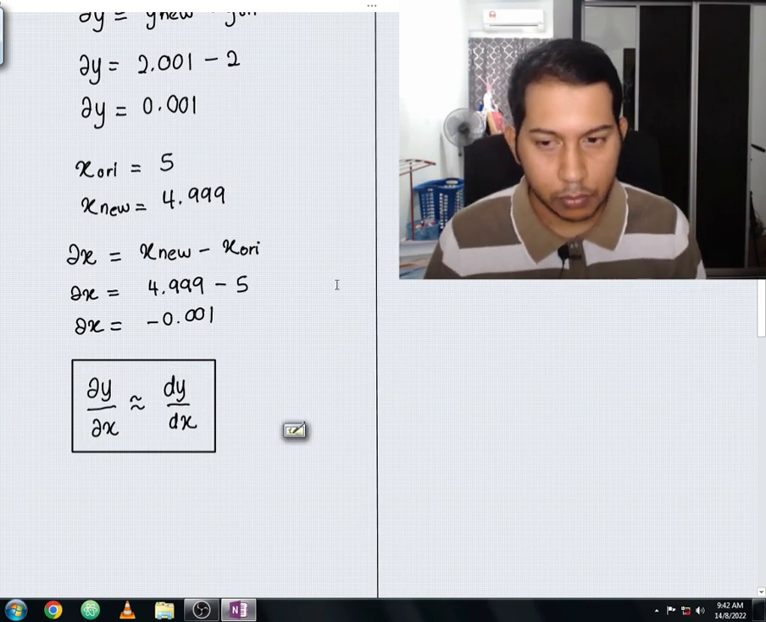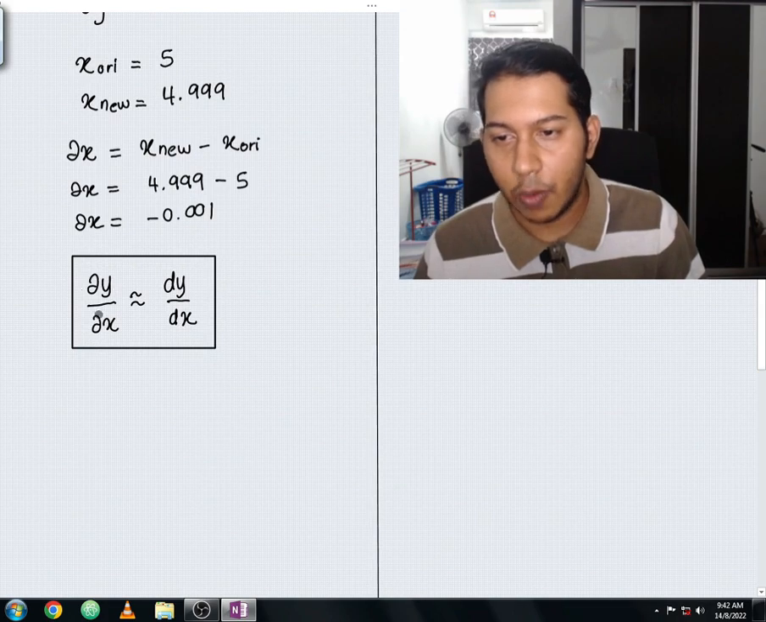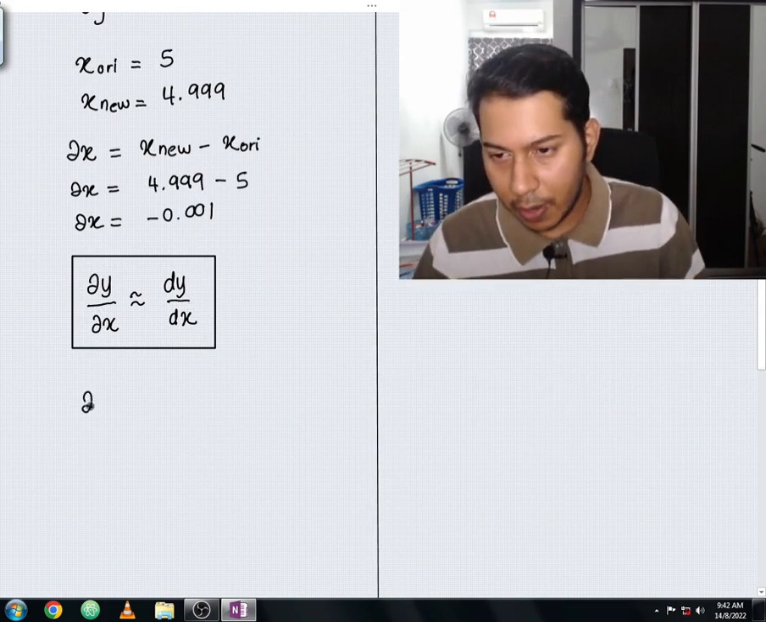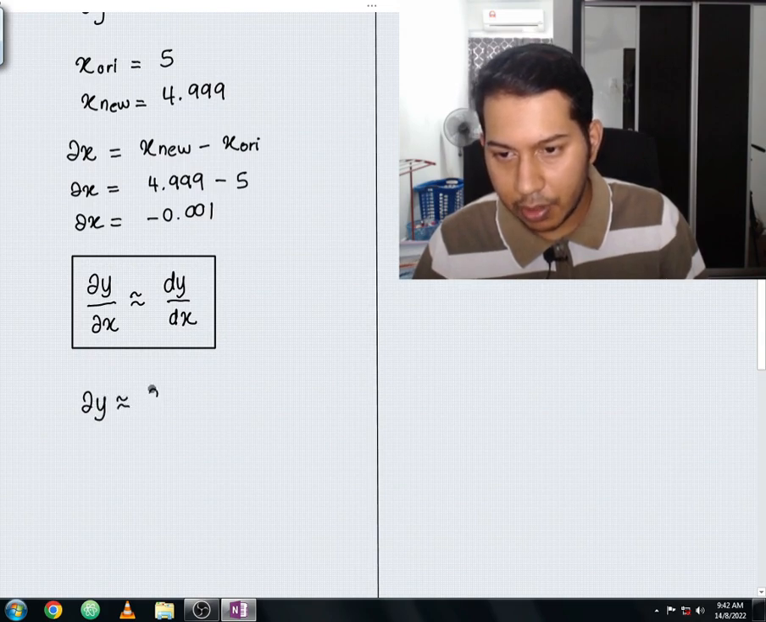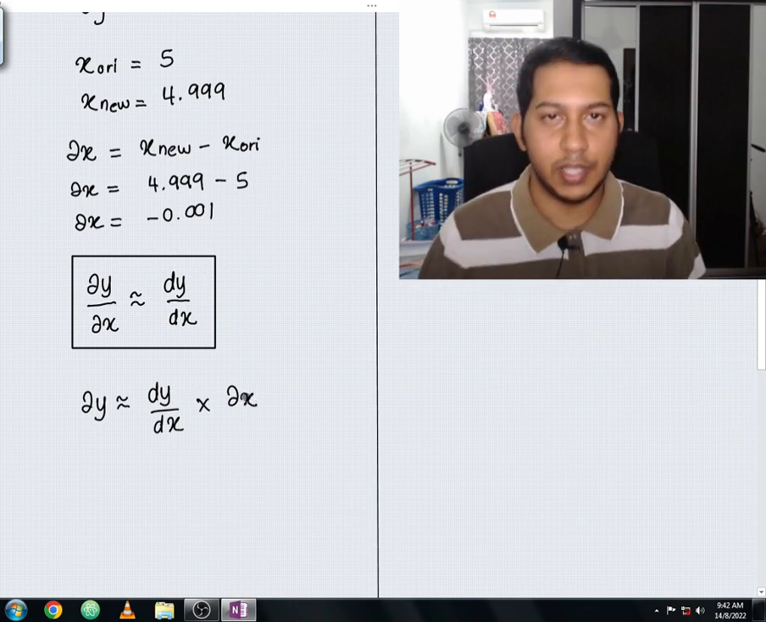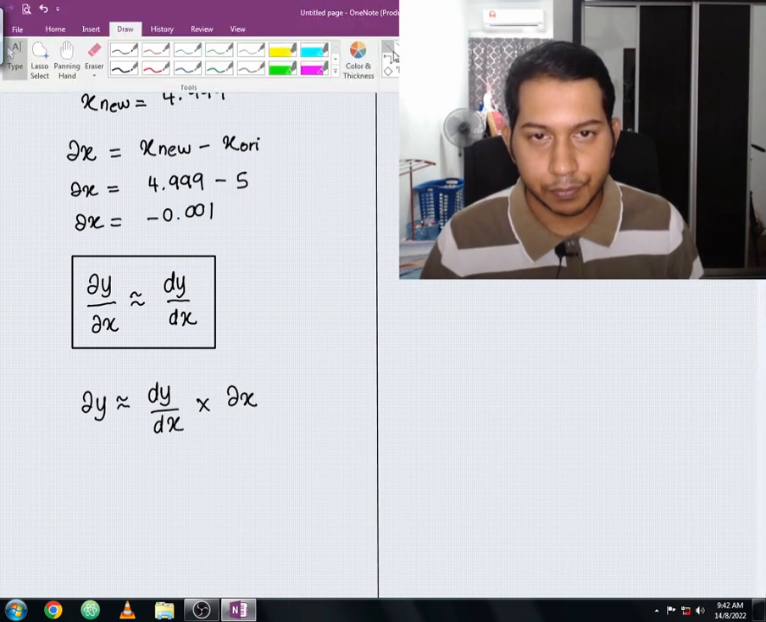So let's say, for example, you want to find small changes in y using this formula. How are you going to find it? From here, delta y will be approximately equal to dy over dx, and then you times it with delta x. Delta x means small changes in x, guys. Let me box this as well.